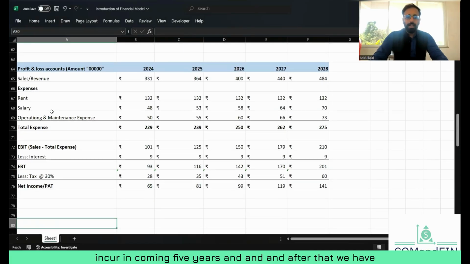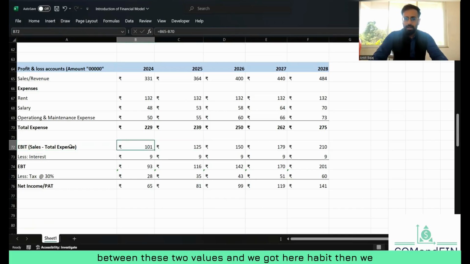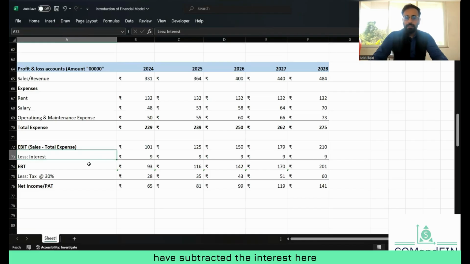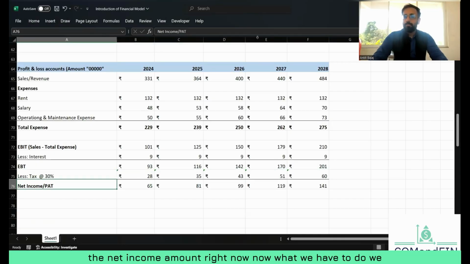And after that, we have calculated the EBIT, right? So we have taken the total expense and total sales, and we have calculated the difference between these two values, and we got here EBIT. Then we have subtracted the interest here, so we have computed the EBT, and from EBT we have subtracted the tax, and we got here the net income amount.